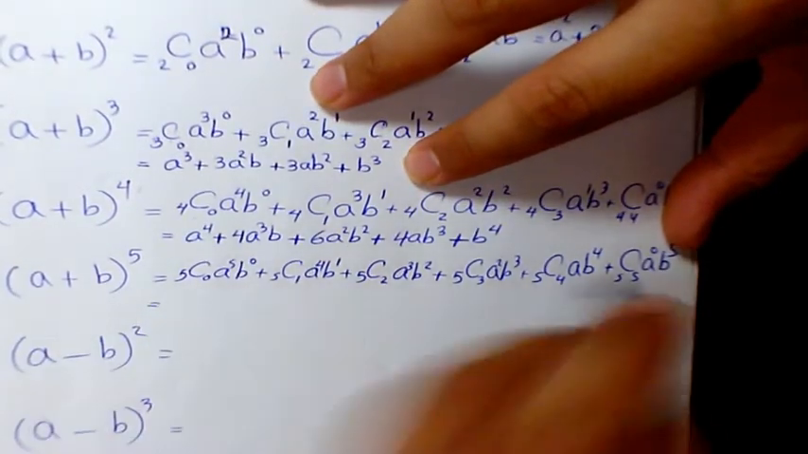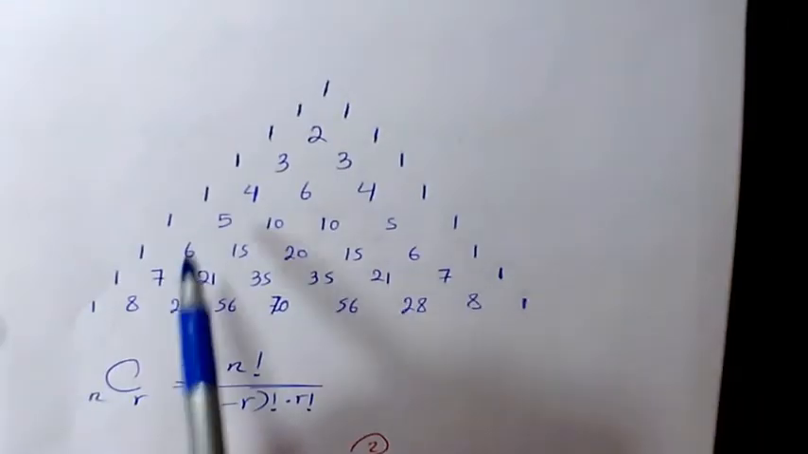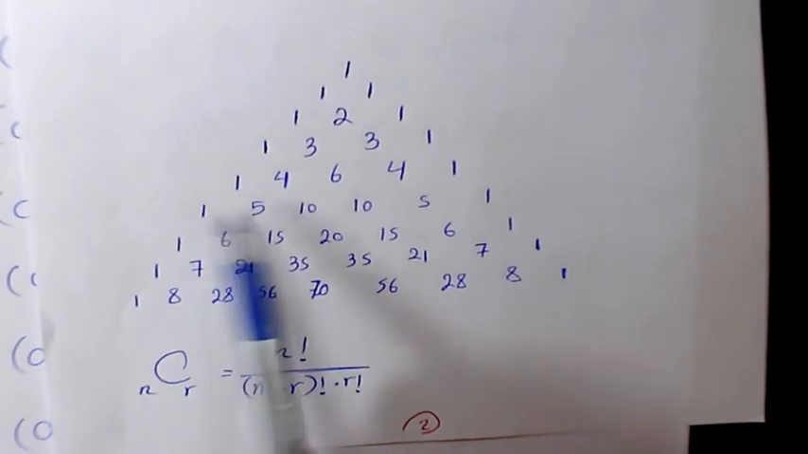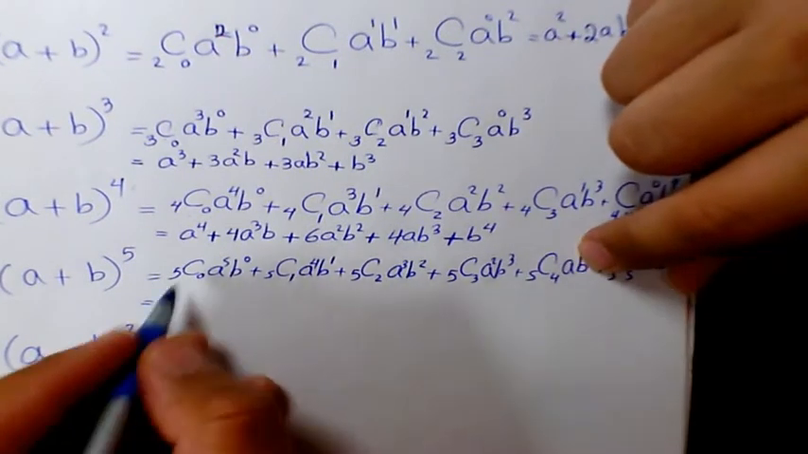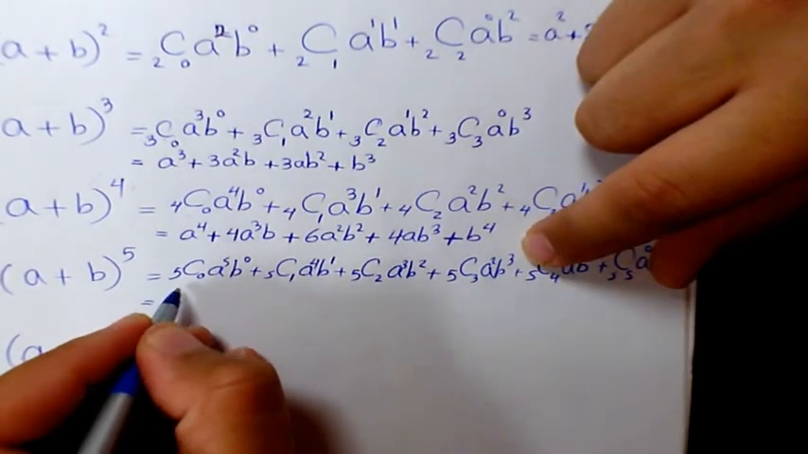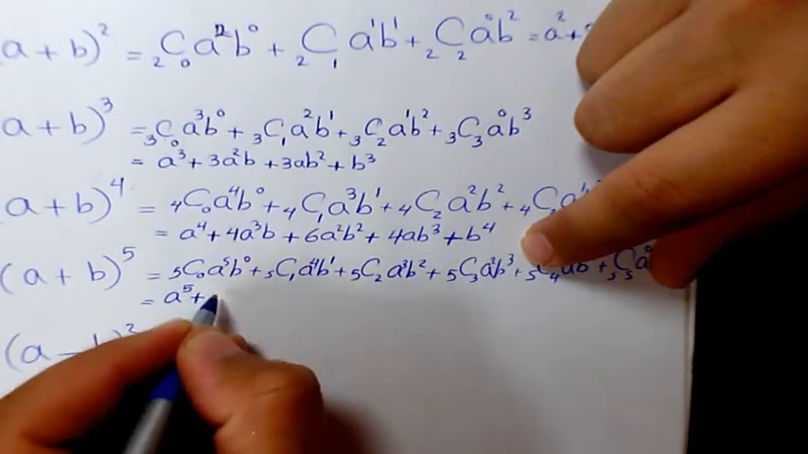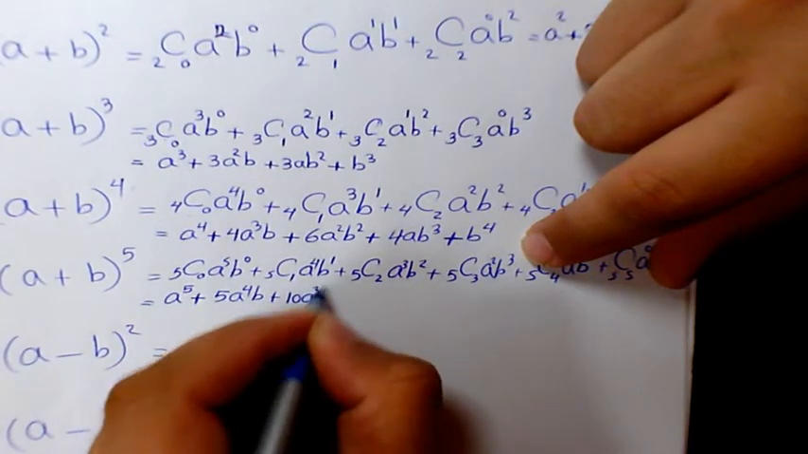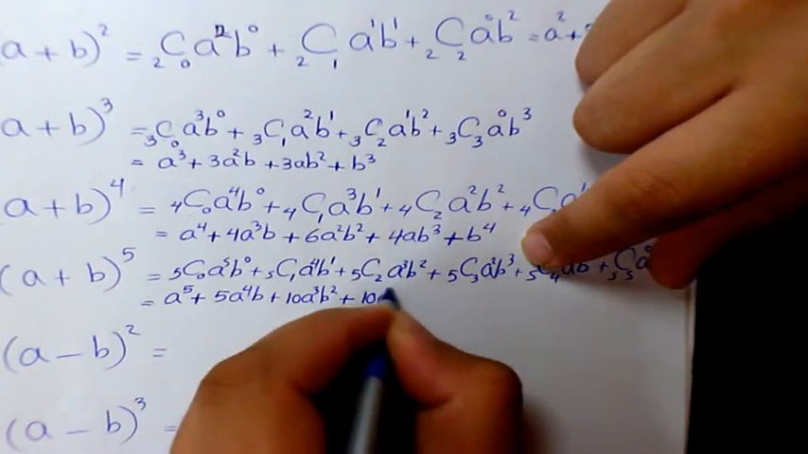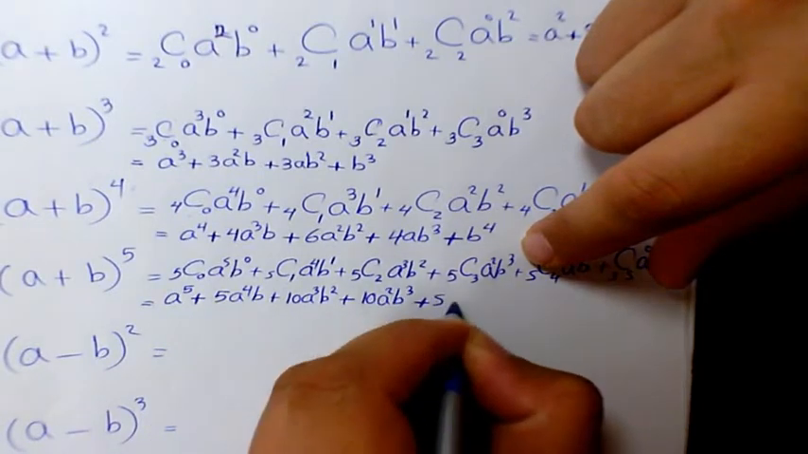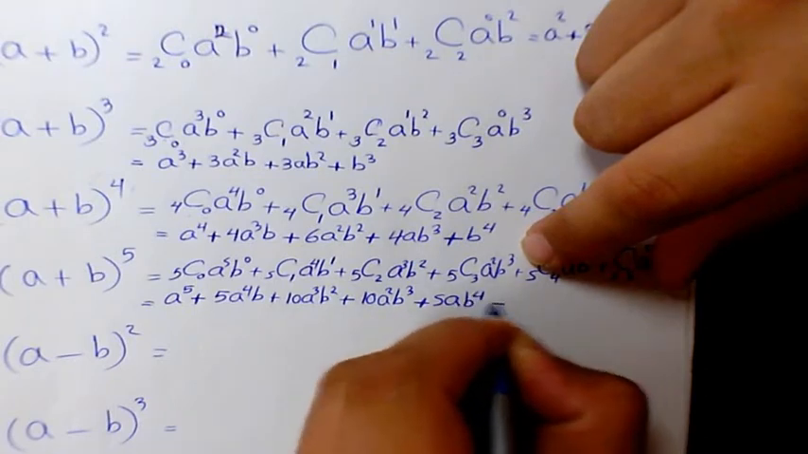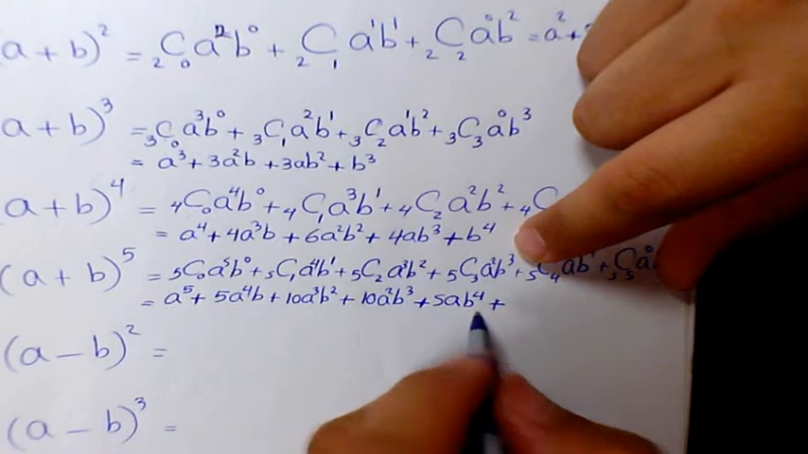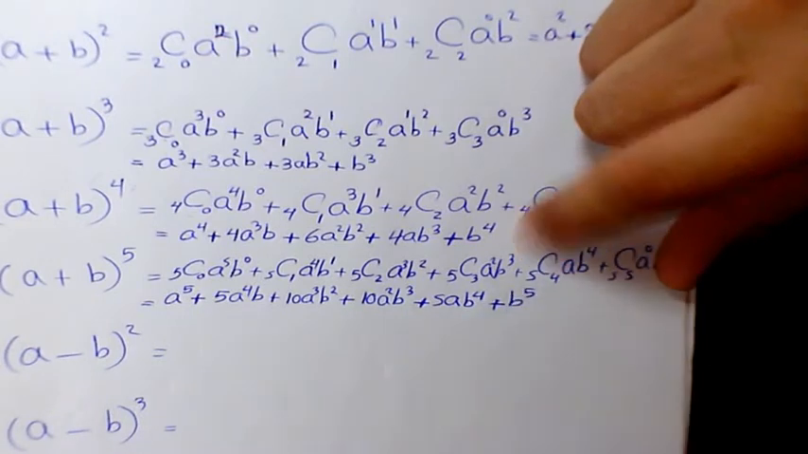Now, again, for evaluation, we need to use the formula, or we need to use Pascal's triangle. Now, we are talking about the power of 5, so we need to look for the fifth row. So 1, 5, 10, 10, 5, 1. These are the coefficients of this expansion. So that's going to be a to the power of 5 plus 5a to the power of 4 b plus 10a cubed b squared plus 10a squared b cubed plus 5a b to the power of 4 plus 1 times b to the power of 5. That's going to be the answer.